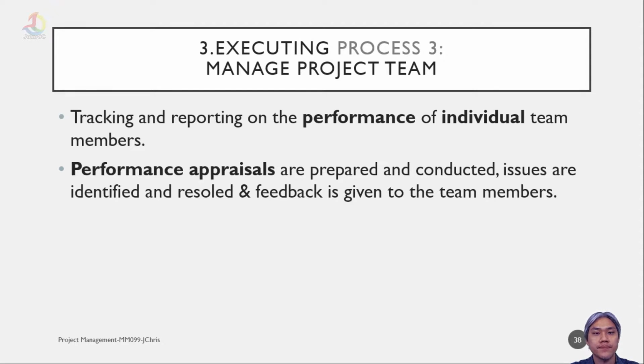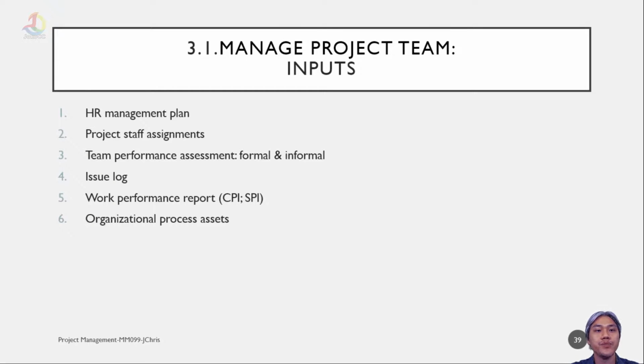Process number 3, manage project team. The task is tracking and reporting on the performance of individual team members. Performance appraisals are prepared and conducted, issues are identified and resolved, and feedback is given to the team members. The inputs are the HR management plan, project staff assignments, team performance assessment, whether formal or informal, issue log, work performance reports, CPI, SPI, and organizational process assets.